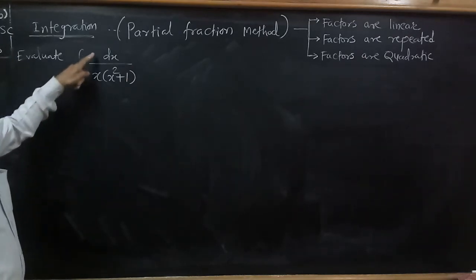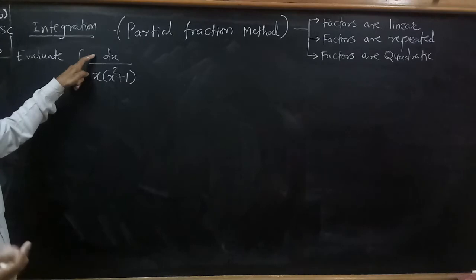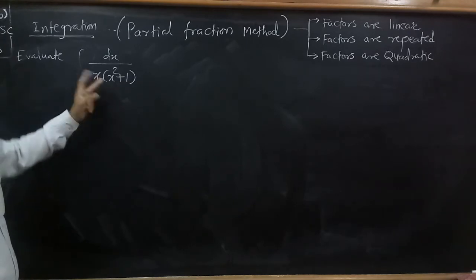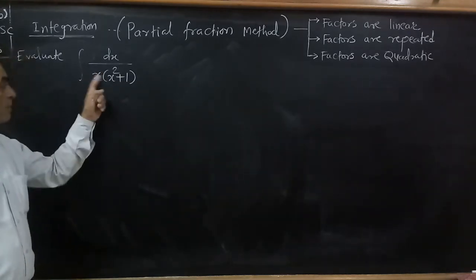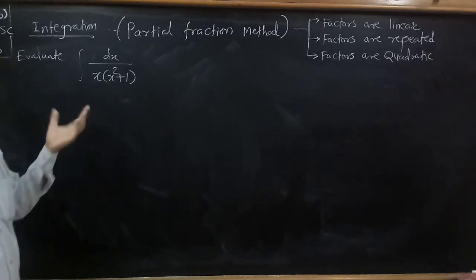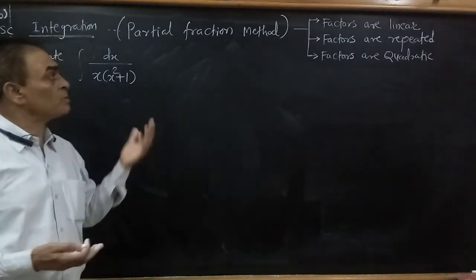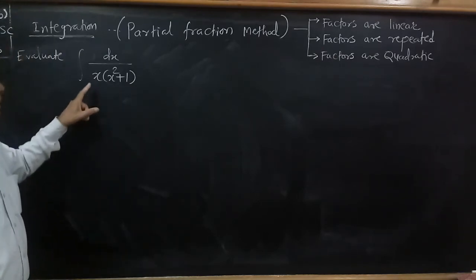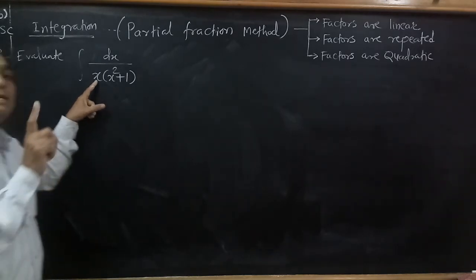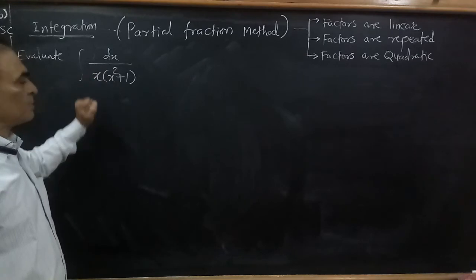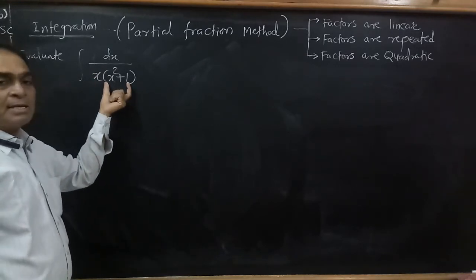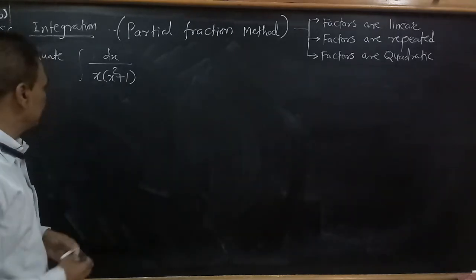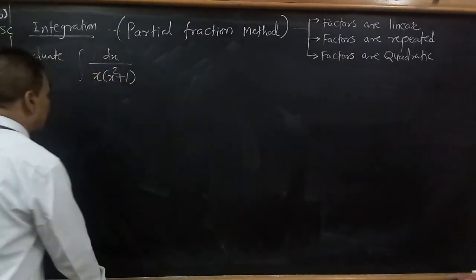What is the degree of the numerator? The degree of the numerator is 0 because a variable raised to 0 means 1. And what about the degree of the denominator? The degree of the denominator is 3 after multiplication. Okay. The degree of the numerator is less than the degree of the denominator. Use the partial fraction method. Then observe the factors. Here the first factor is x, that is a linear factor, no doubt, because the degree is 1. But what about the second factor? The second factor is a quadratic factor, and you can't find its factors easily.